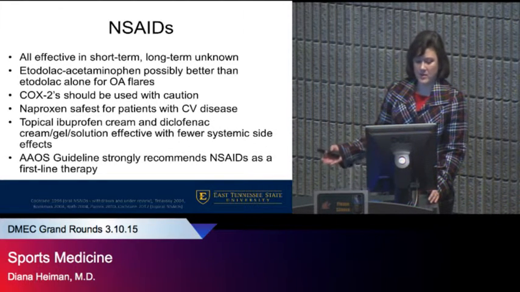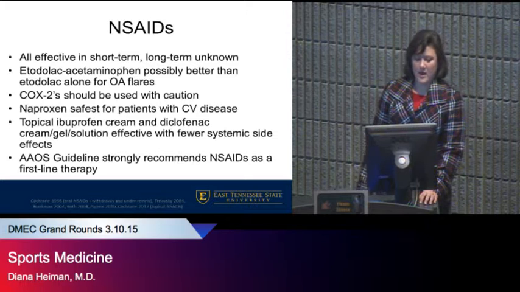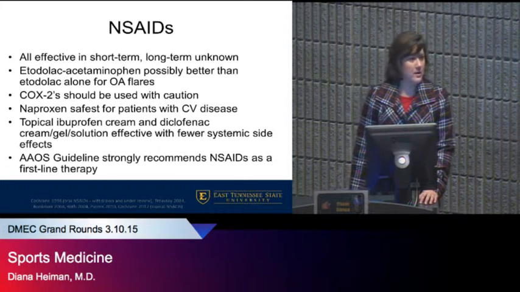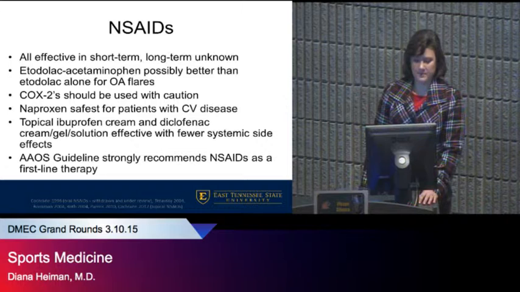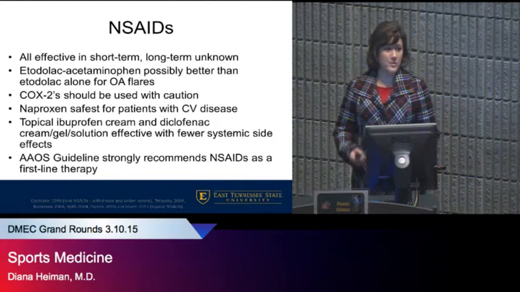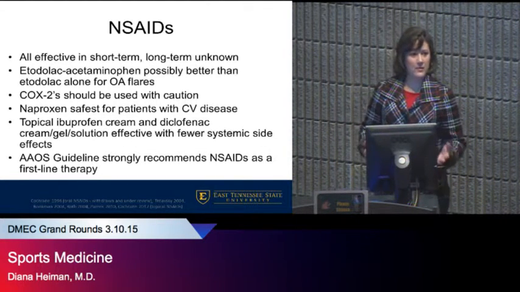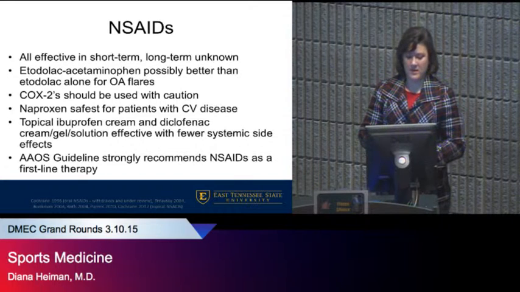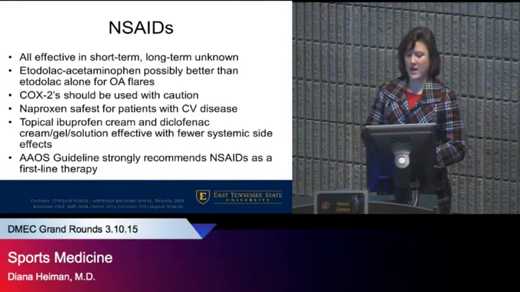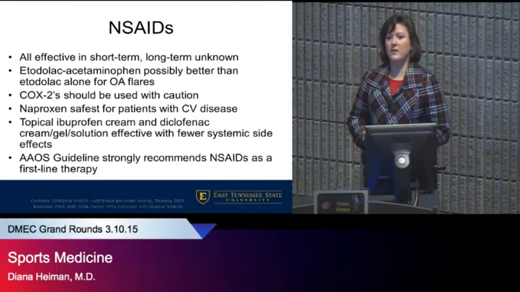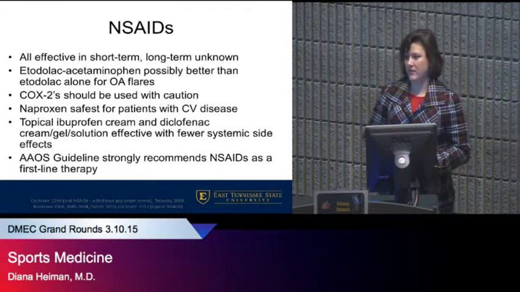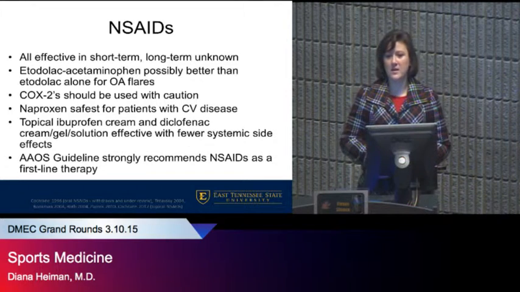COX-2 should be used with caution because of the cardiovascular issues. Naproxen is safest for anybody with cardiovascular disease. It does, though, tend to be difficult on some people as far as GI side effects. Topical ibuprofen cream, which is not readily available and less compounded in this area. And diclofenac, either cream, gel, or solution, are effective with fewer side effects. I've found lots of benefit from using these.